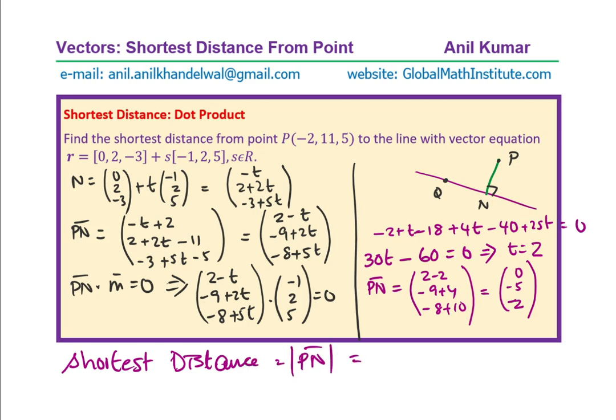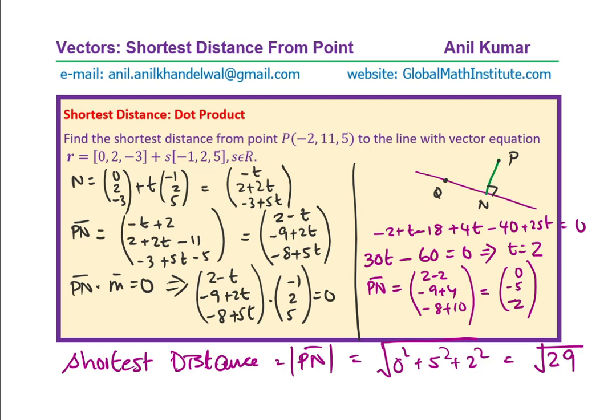So which is equal to the square root of 0 squared plus 5 squared plus 2 squared. That gives you 25 plus 4, 29, right? So square root of 29. Is that clear to you? So that becomes one of the methods of finding the shortest distance.